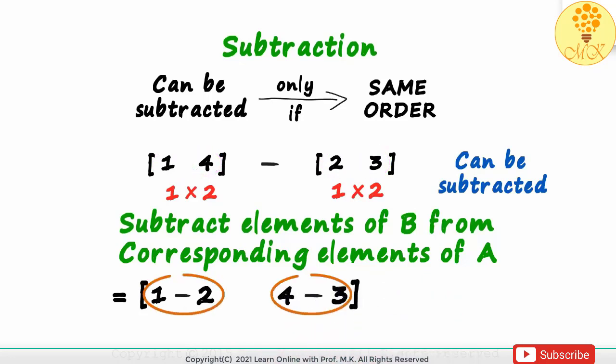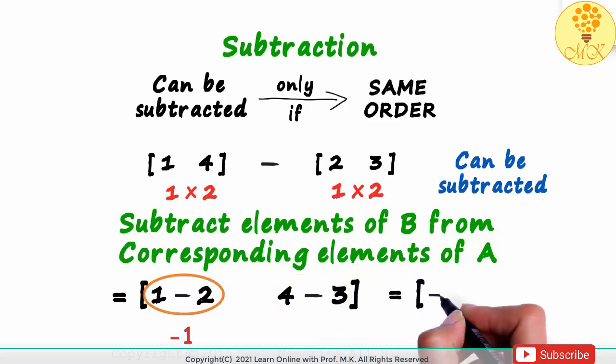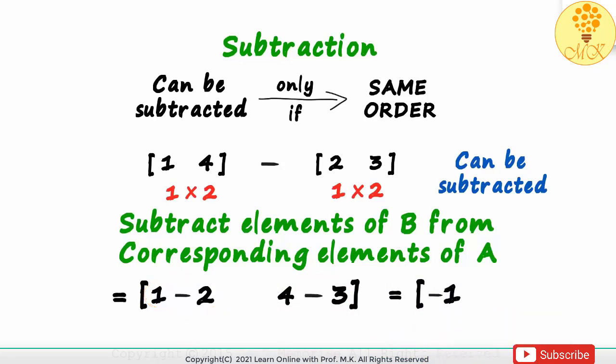Now we just find these two elements to get the resulting matrix. 1 minus 2 is minus 1, so we write minus 1 as the 1/1th element. 4 minus 3 is 1, which becomes the 1/2th element. This is our answer. Minus 1, 1. Notice that the order of the resulting matrix is also 1 by 2. The order of the resulting matrix will always be the same as the order of the two matrices in question.